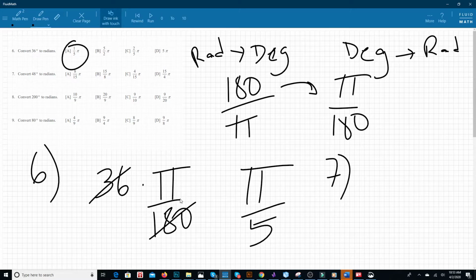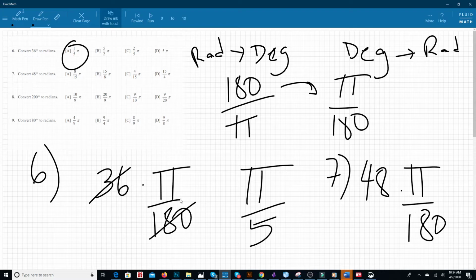Anyone give that one a try? This I don't believe is on the sheet. Nobody? Jeff? Diane? Amy? Emily? It's exactly what I did for 6. You have 48 right here, and you have times pi over 180, right? I'm not sure if 48 can go exactly into 180, but you can reduce it.